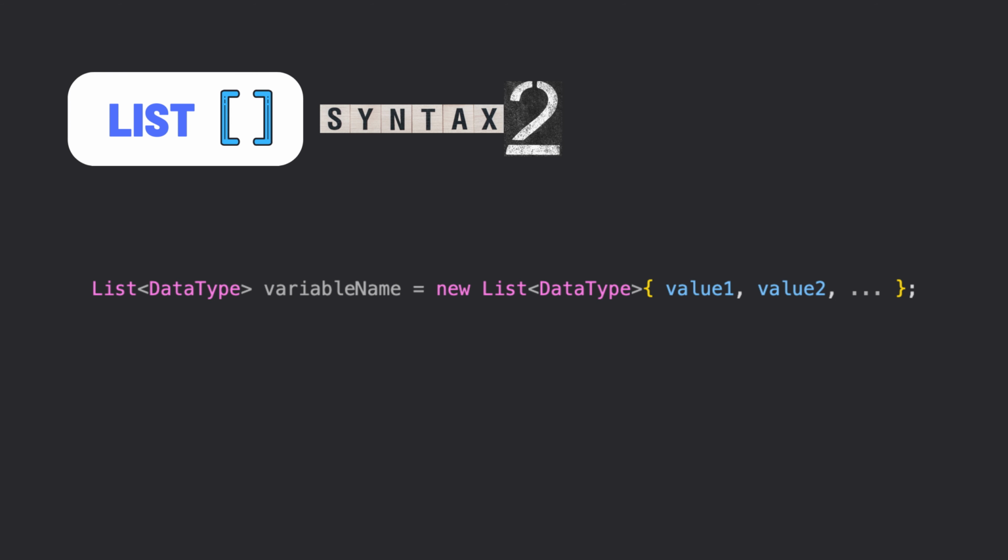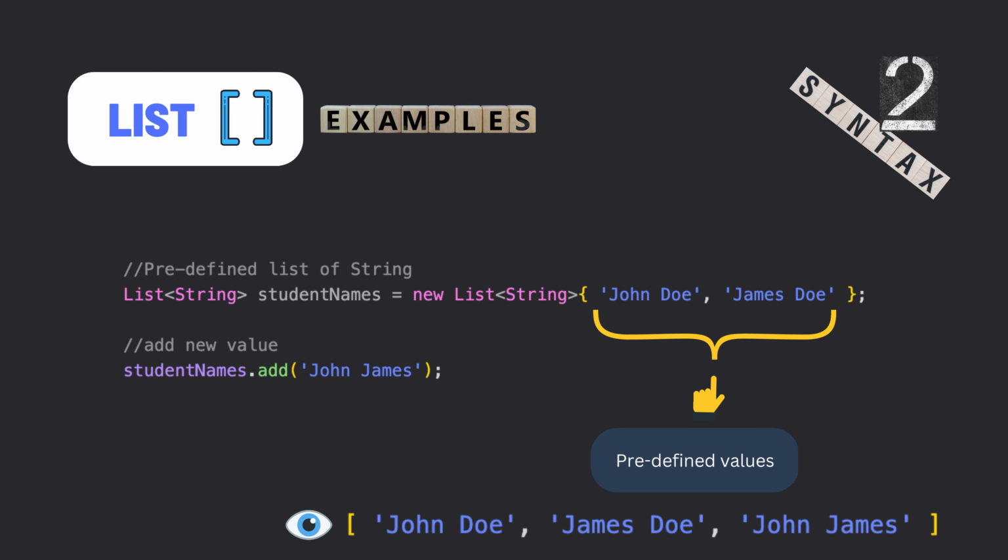Let's look at syntax number 2. In a way, it behaves the same as syntax 1. However, this time we use curly brackets instead of parentheses and pass in predefined values within. In this example, we have two predefined values and use the add method to pass an additional value.